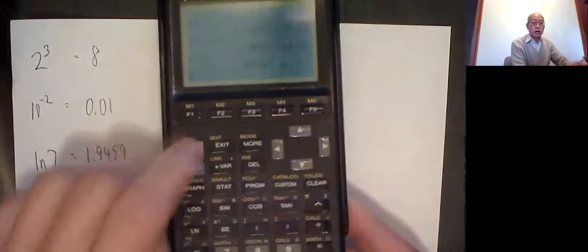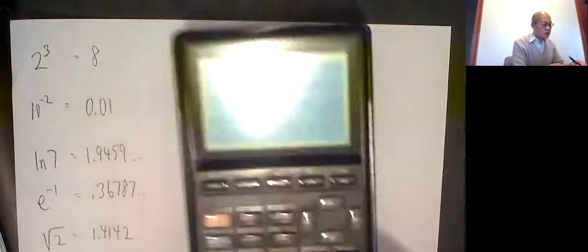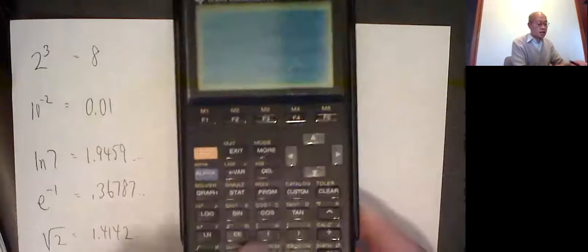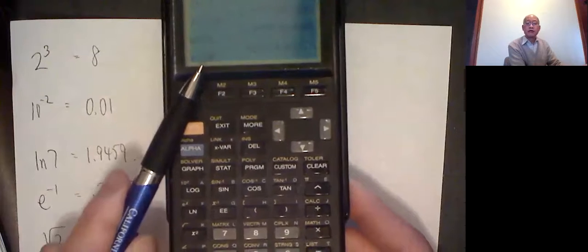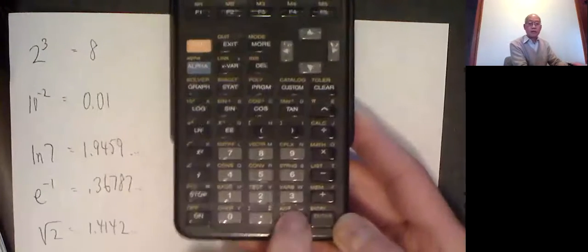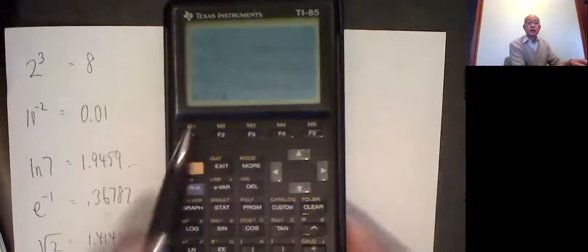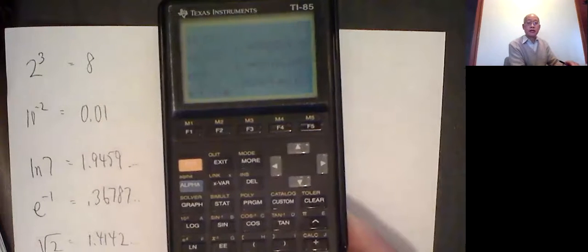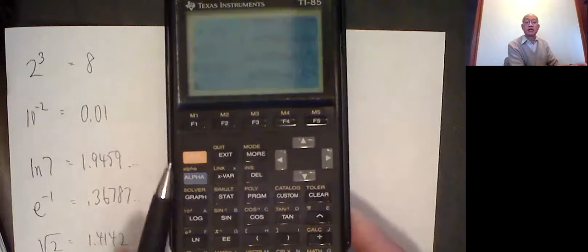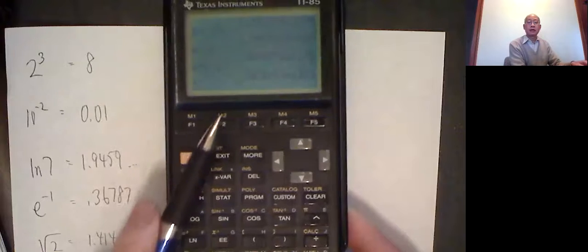Once again, if you do the same thing on your calculator, second function e to the x, some of you will automatically get a left parenthesis. So if you see a left parenthesis, after you type -1, close it with a right parenthesis, like that. And 0.36787. Again, I'll show it to you on this calculator a little better.